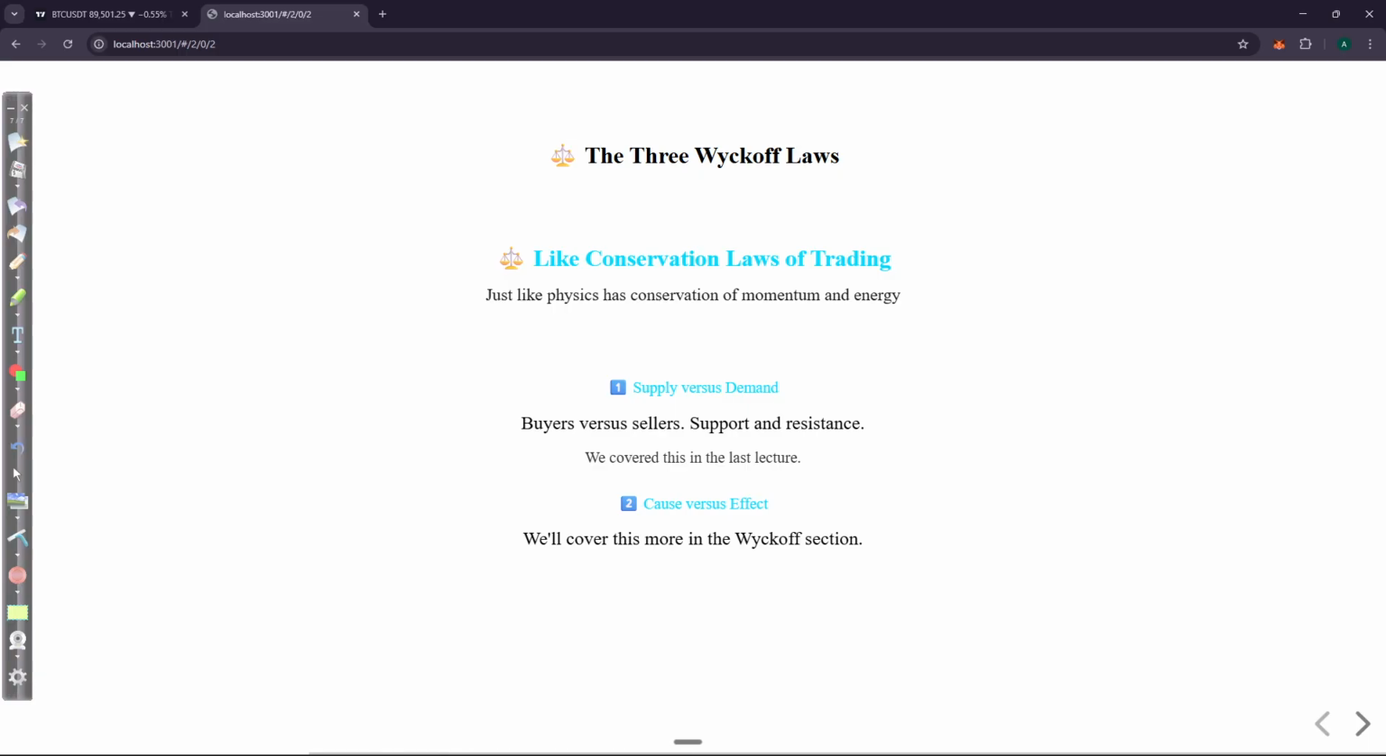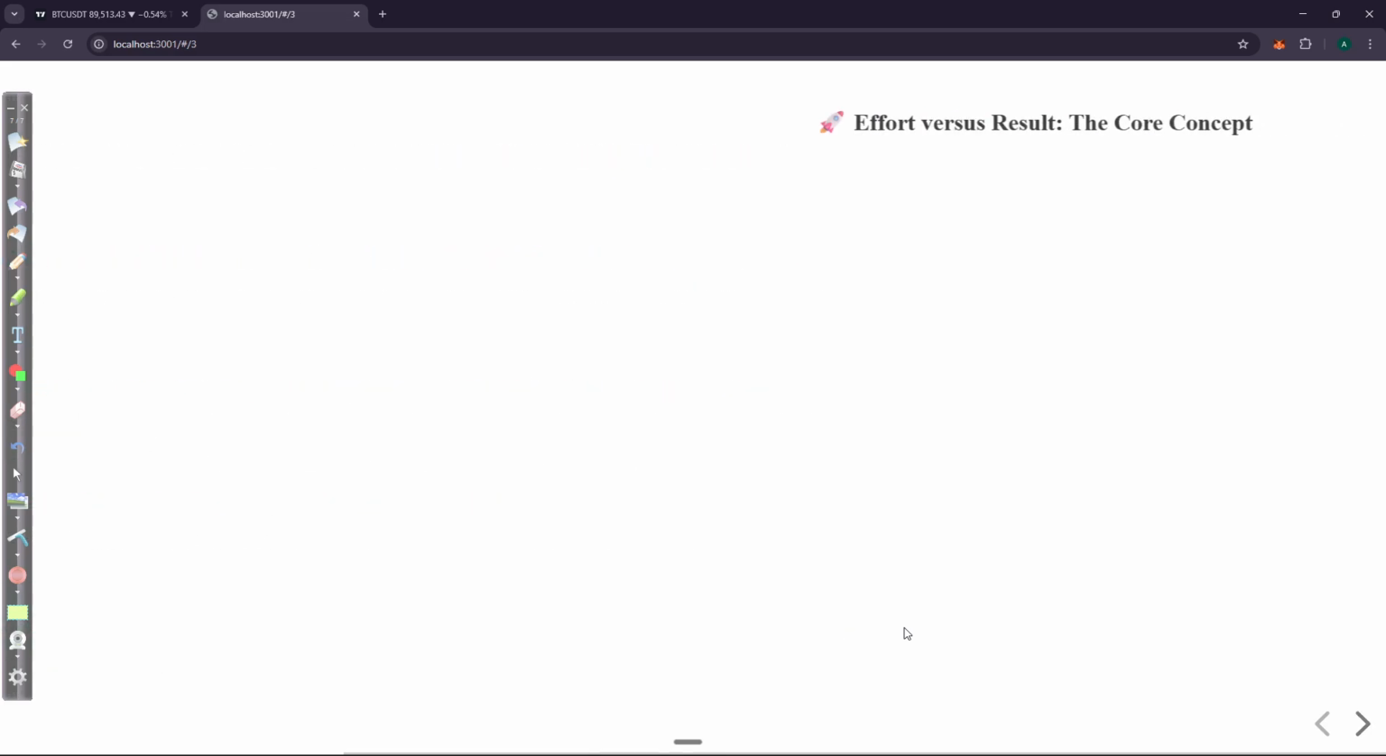Now we talked about supply and demand in the last lecture. That's basically support and resistance, buyers versus sellers. We'll cover that more in the Wyckoff section, but today we're focusing on the third law, which is effort versus result. Okay, and this is where volume comes in. So what is effort versus result?